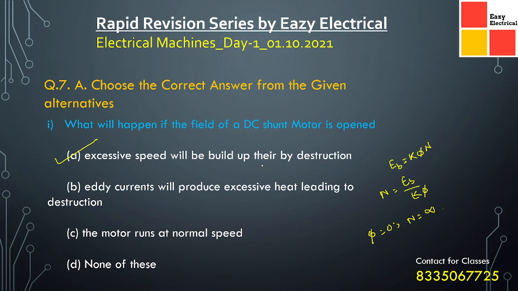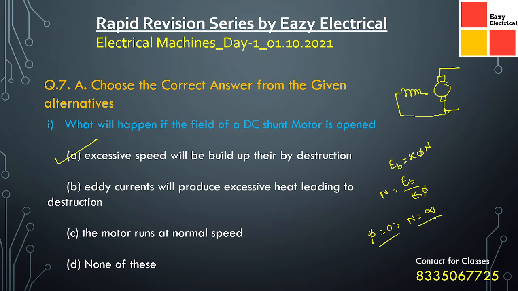In the case of opening of the DC field, suppose this is our DC shunt motor, and the field that is connected here has opened. Because of some reason, or some damage in the winding, the field has opened. In this case, the flux becomes 0 and the speed becomes infinite. That is the main reason.